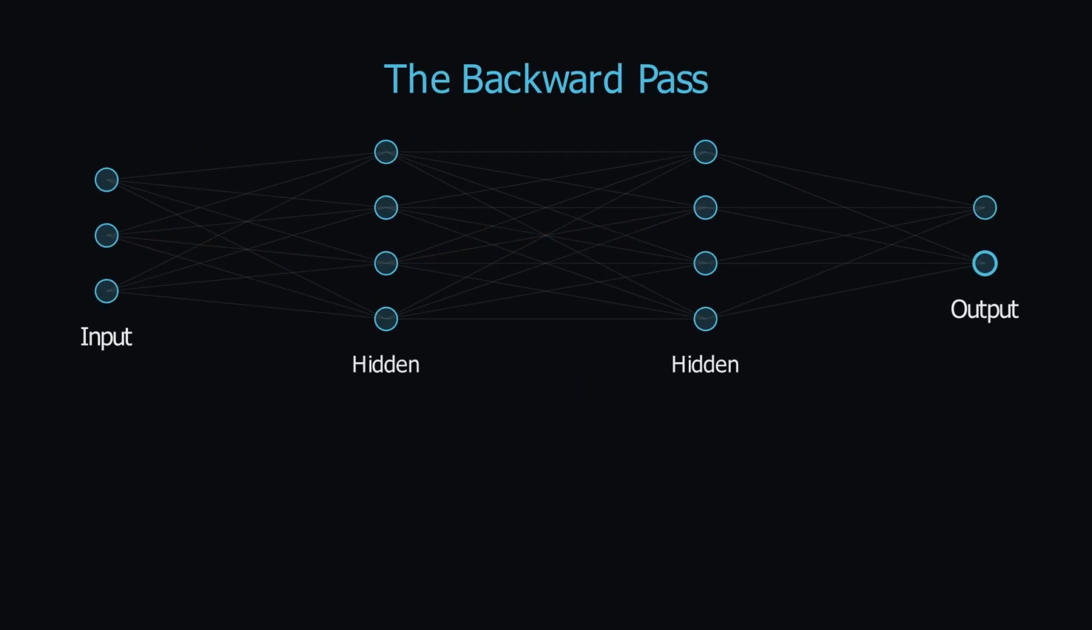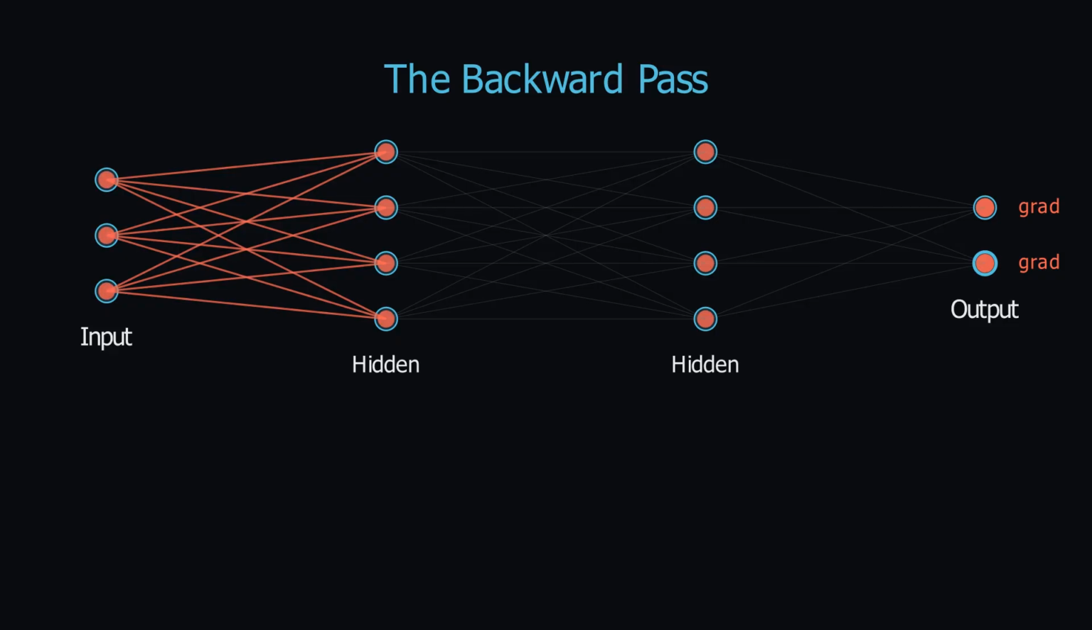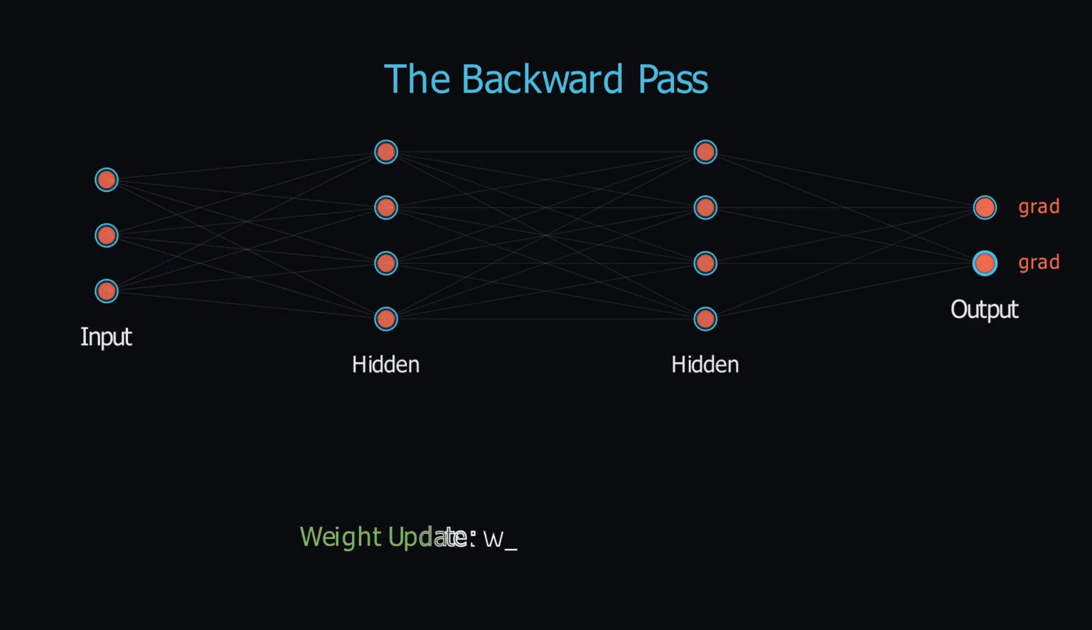Let's watch backpropagation in action. First, we compute the gradient at the output layer. Now we propagate these gradients backward through the network. At each layer, we compute how much each neuron contributed to the error. Once we have all the gradients, we can update every weight to reduce the error. This is gradient descent.